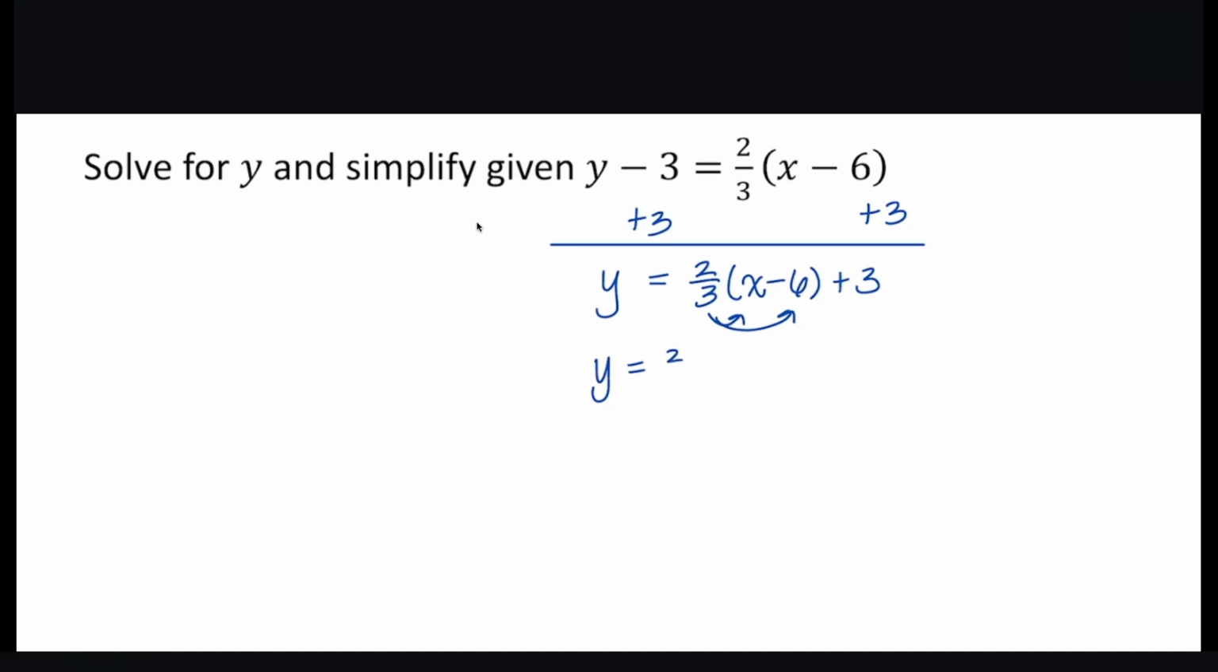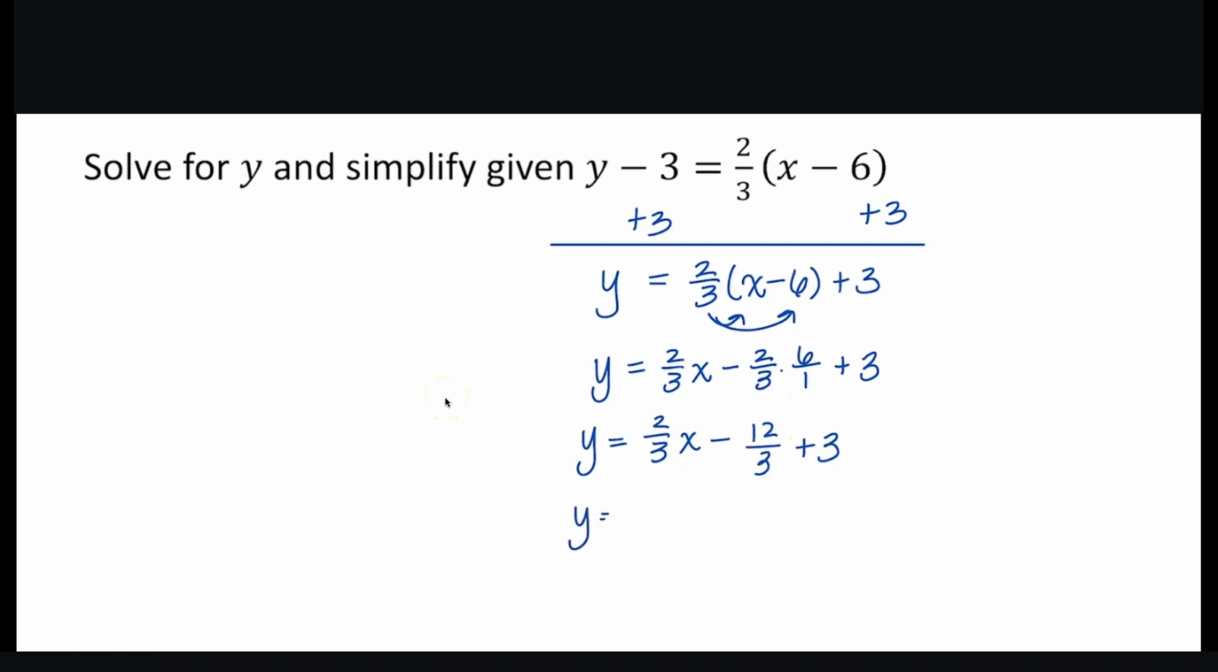So we get y equals 2/3 times x minus 2/3 times 6, which I'll rewrite as 6 divided by 1 plus 3. So now I have y equals 2/3 times x minus, well, 2/3 times 6 over 1, we can choose to multiply these fractions by multiplying across the numerator. 2 times 6 is 12. Multiplying across the denominator, 3 times 1 is 3. And then plus 3. And now 12 divided by 3 is 4.